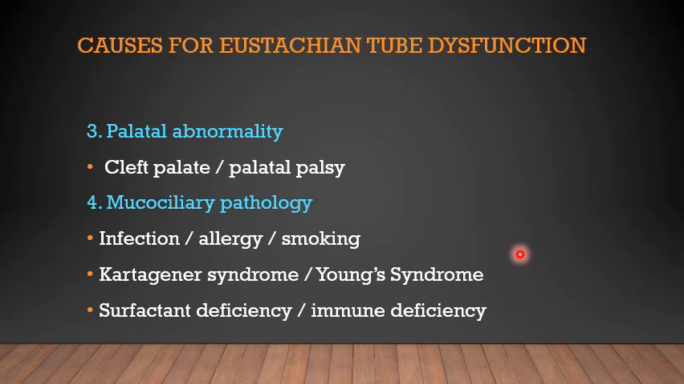There is another syndrome called Young's syndrome. Now, Young's syndrome is also similar to Kartagener's, but in this there is thick and viscous mucus which is secreted in these people, which is a risk factor for developing pulmonary infections. Then we have surfactant deficiency or any immune deficiency syndromes.